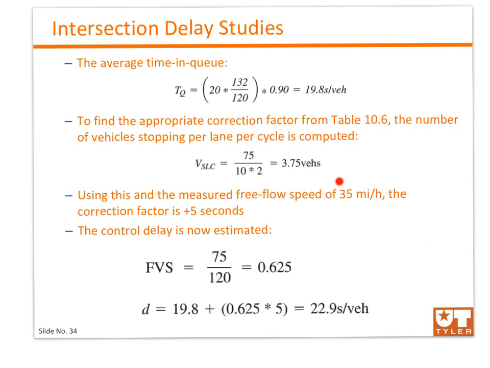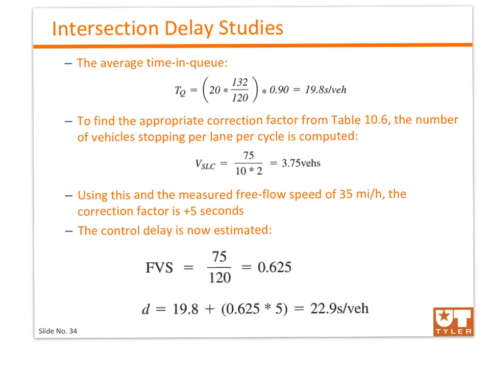Once you get this ratio, 3.75, this is the number that we need to enter into table 10.6. Once you know 3.75, as well as the free flow speed, which is 35 miles per hour, you can go to the table and you will see that the correction factor is 5 seconds. Once you get that number, now you can calculate FVS.